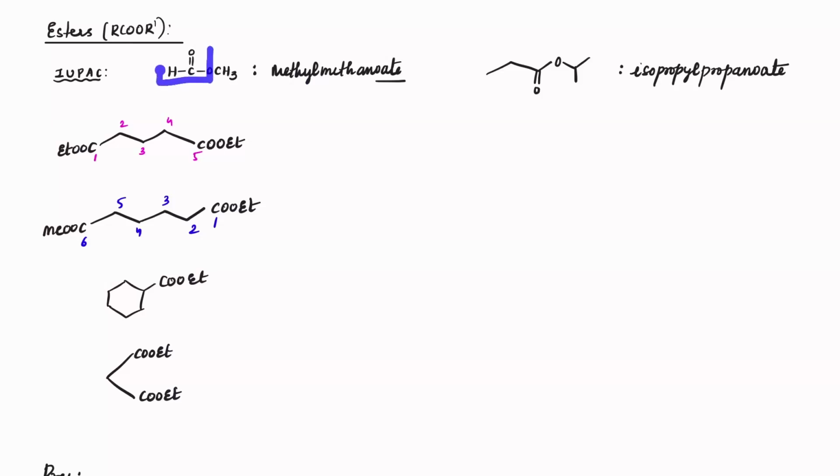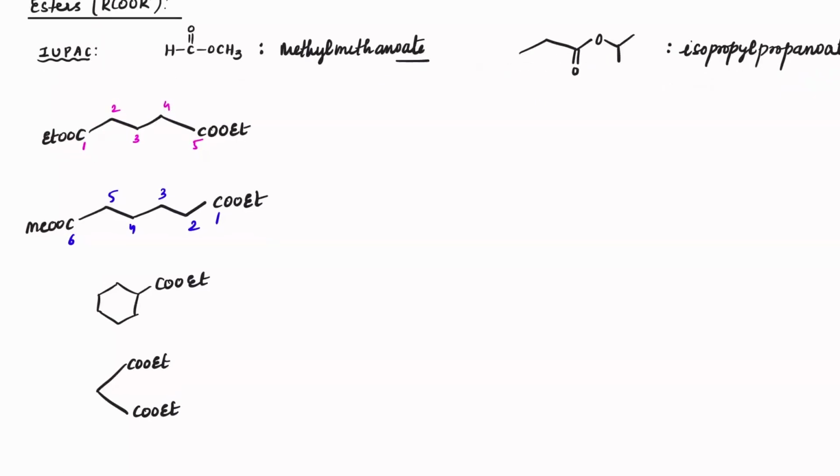The suffix for esters is -oate. So that will become methanoate. Here this is isopropyl, and 1, 2, 3 carbons, so it will become isopropyl propanoate. What about this one? This will become ethyl pentane-1,5-dioate. Dioate, because the oate is on both sides, and we don't need to mention the numbers because ethyl will be on both of them.